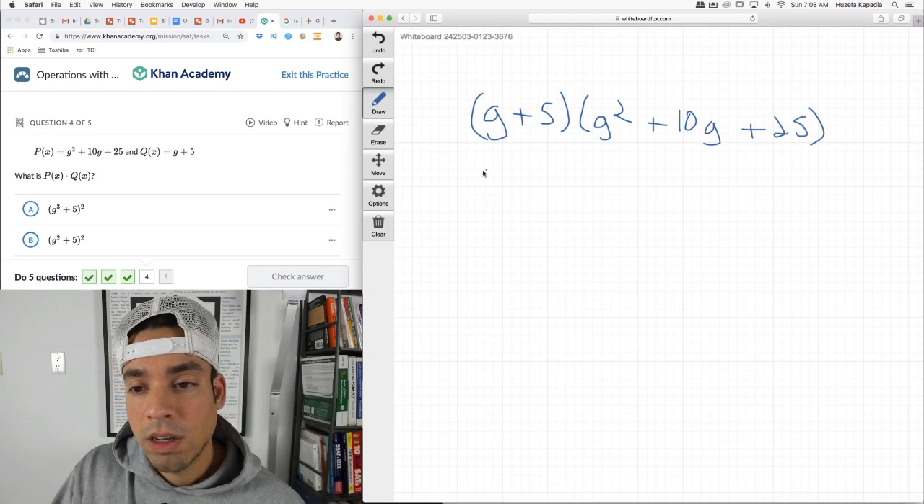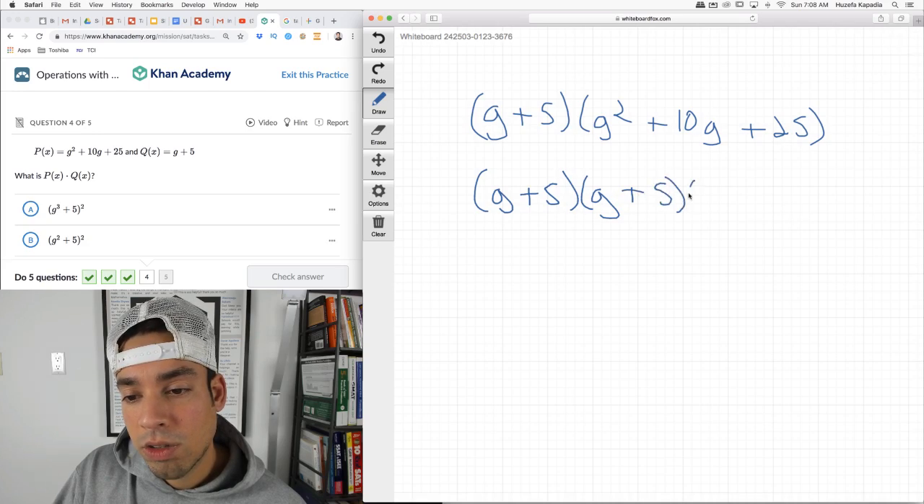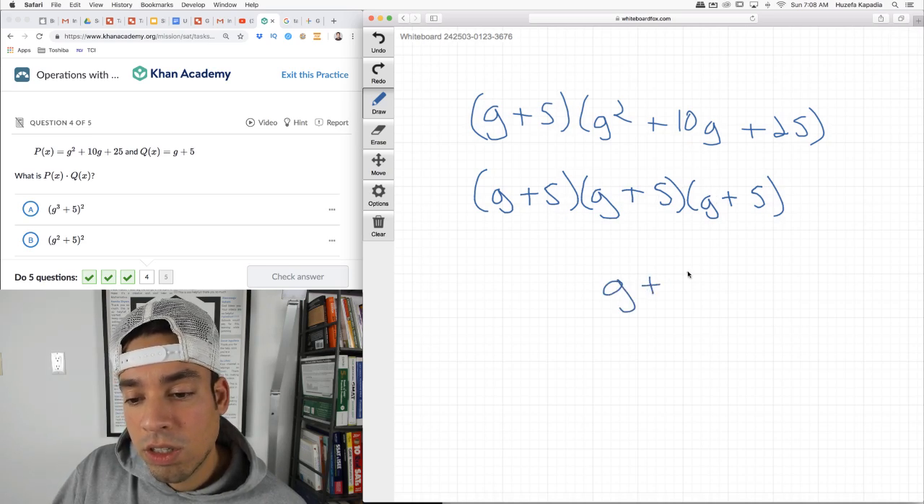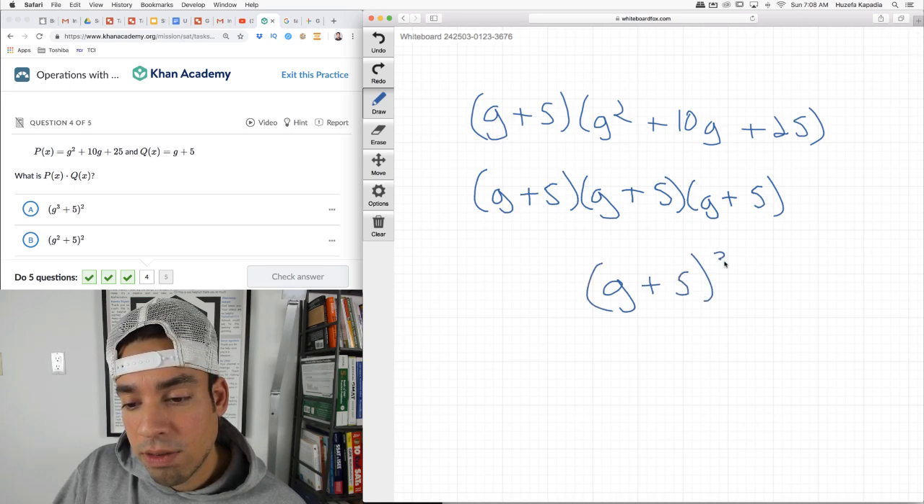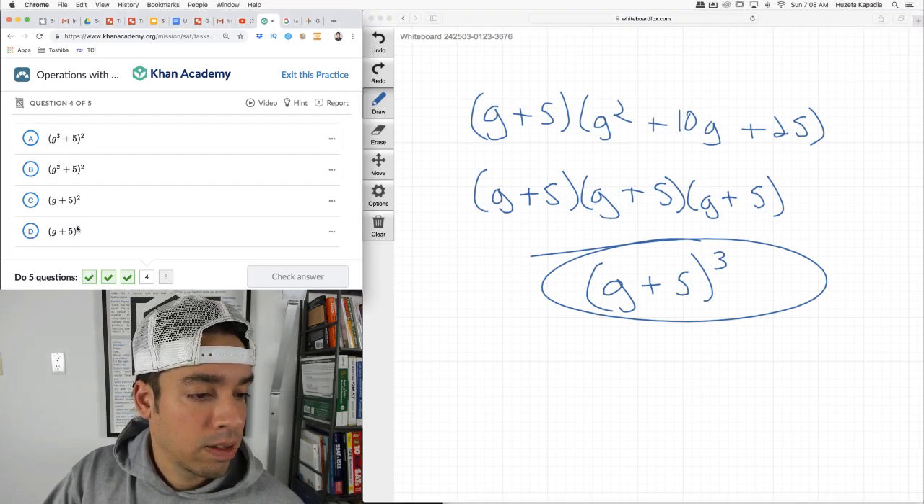Okay, and I'm going to factor this guy. So it's G plus 5, and then this is also G plus 5 times G plus 5. I can already see, because look, this becomes G squared, 5G, which is 10G plus 25. And then it just ends up becoming G plus 5 cubed. This guy.